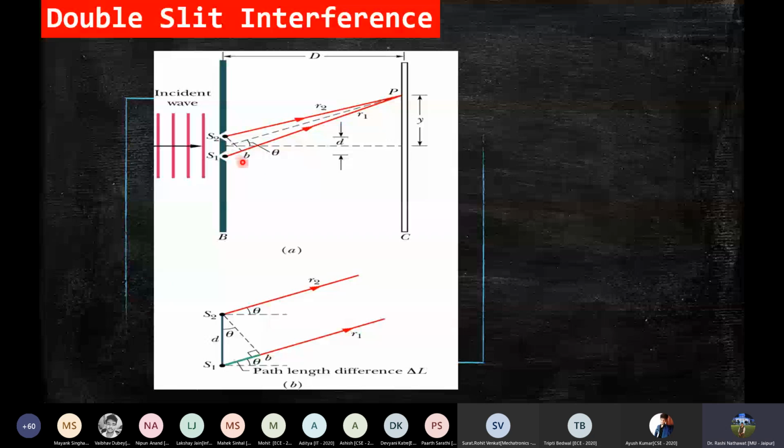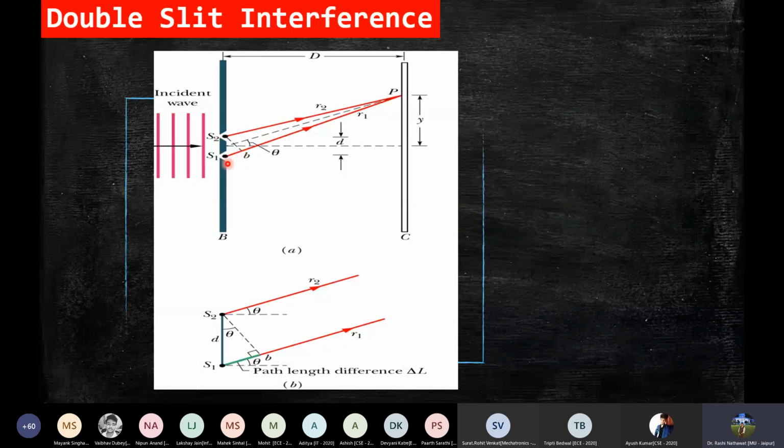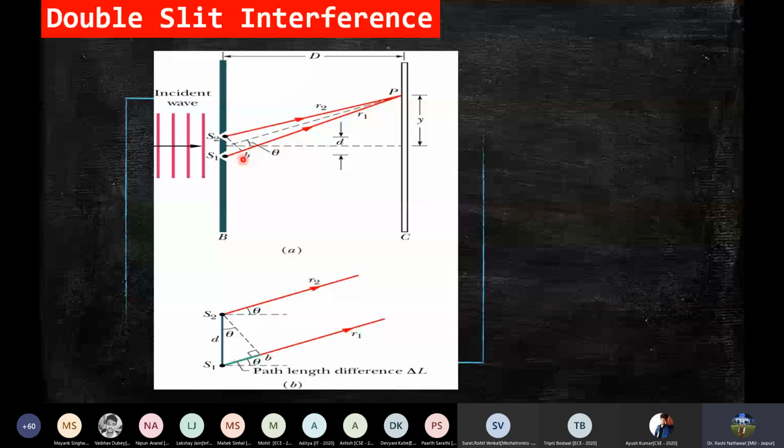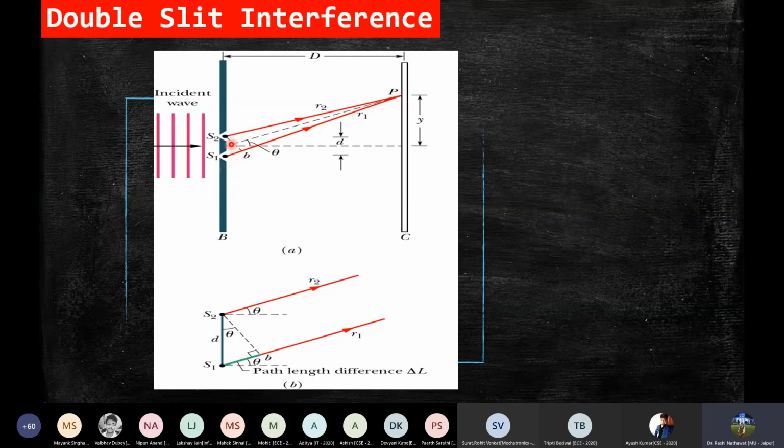Okay, so here you can see this graph very minutely. This is the source S1 and S2. We have drawn a perpendicular from S2 to S1. So S1B will be the path difference that we need to calculate here. You can see S2, S1 and B.